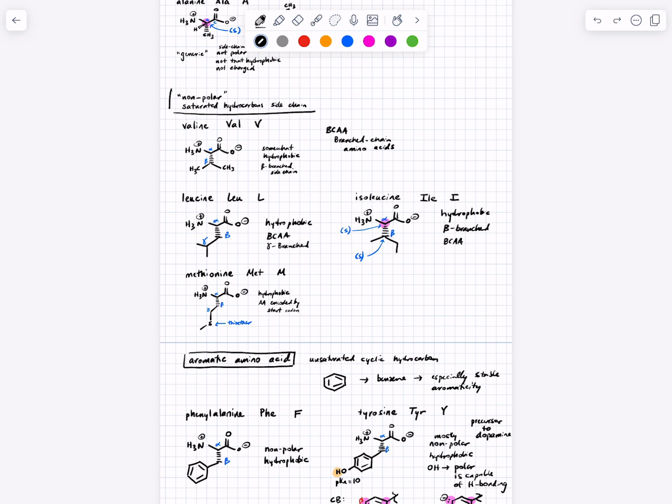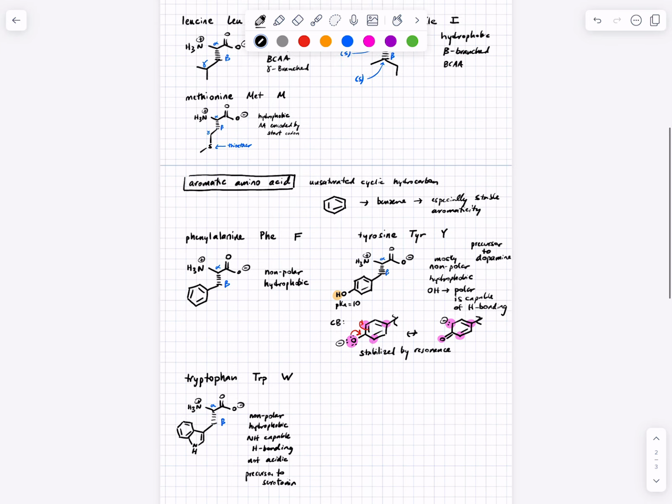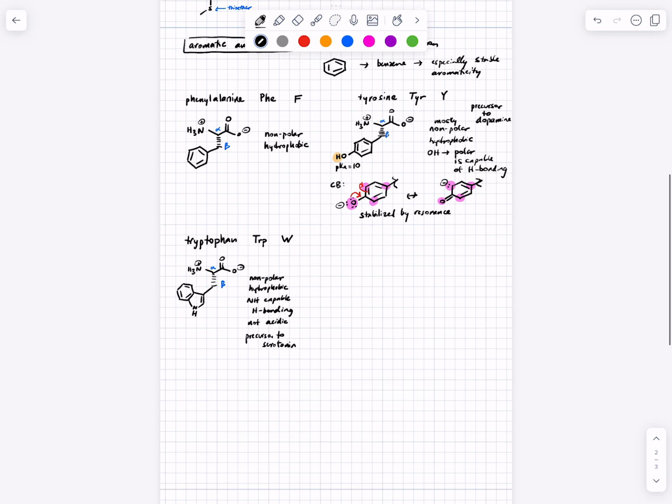That's V, L, I, and M. We talked about the generic amino acid alanine, which some people include in the list of nonpolar amino acids, which is fine. It doesn't have polar functional groups, but the side chain's pretty small, so alanine's not that hydrophobic. So I'm sort of including it separate. And then we've done the aromatic ones.